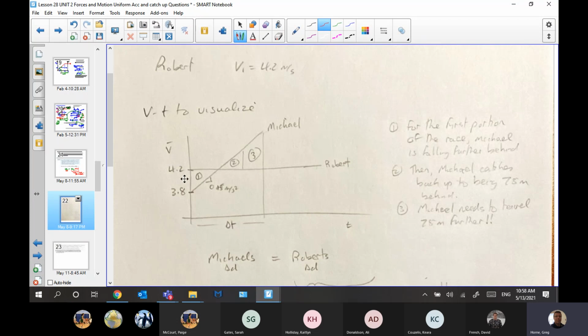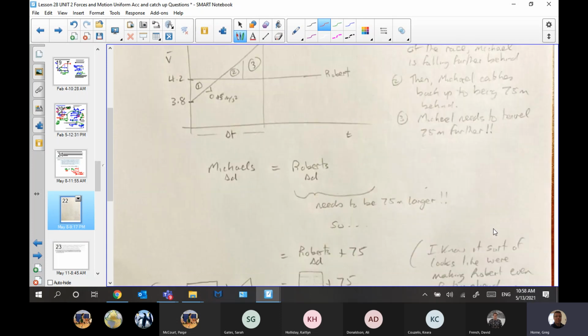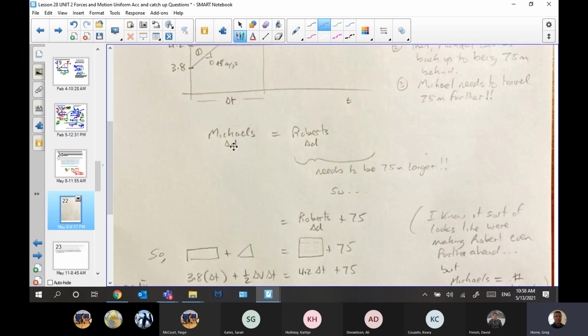So Michael catches back up to being 75 meters behind. So I have this triangle where he fell behind. This triangle, if it was the same size, it's not quite, but if it was the same size, then he got back to being 75 meters behind. So basically, we have a final question here, almost, where he needs to travel 75 meters farther. But that's just kind of thinking our way through it. The end result is what I said here, where we just say Michael's displacement needs to be 75 bigger than Robert's. Boom, there it is.